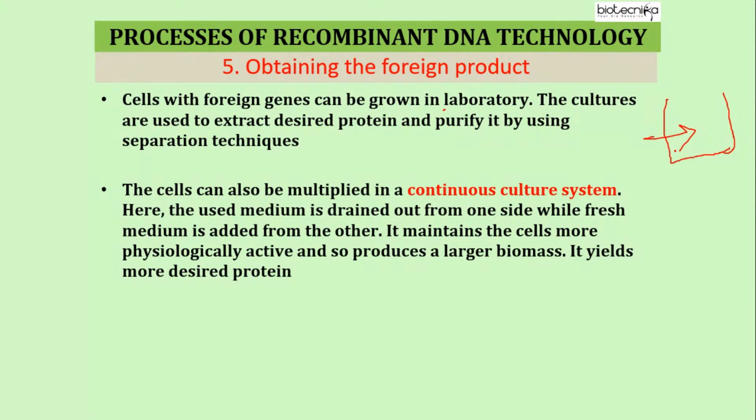Bio means something living organism. Reactor means that will cause the mass production of this protein. So now we will understand how we will do the mass production of this protein. The cultures are used to extract the desired protein.